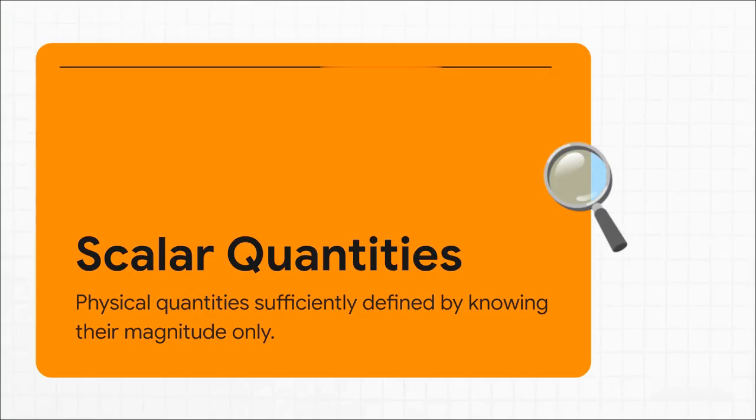The definition is super straightforward. A scalar quantity is something that's completely described by its magnitude, and magnitude is just a fancy word for a number and its unit. That's it. No direction, no extra info needed, just the number.